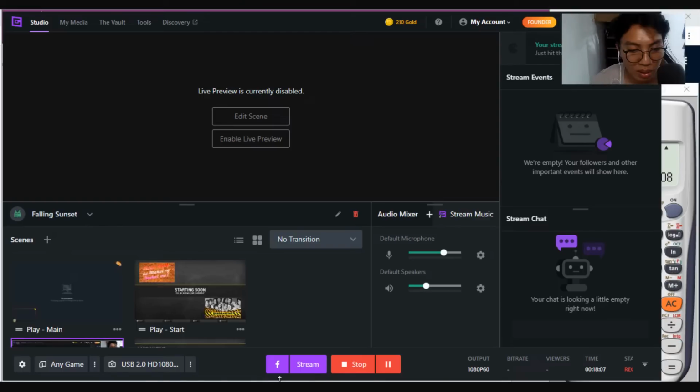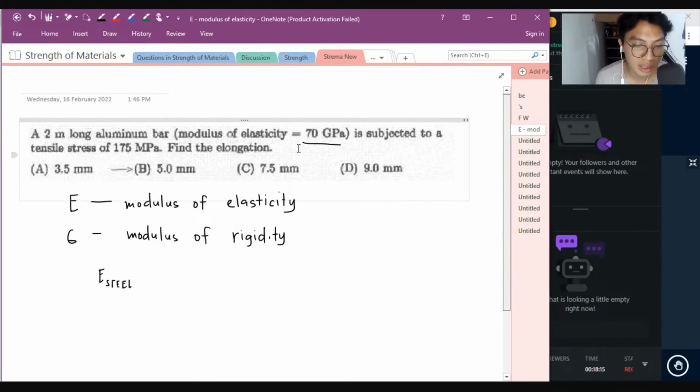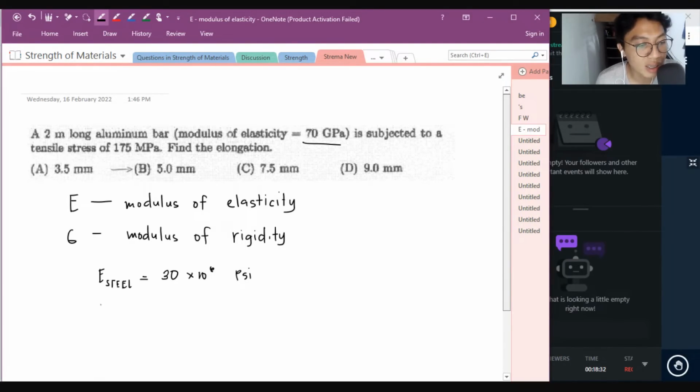So, now for steel, ito yung values. Going back. For steel, hindi ako nagkakamali, 201. Pwedeng 200, 201, 203. Malapit lang yun. Depende sa ibibigay sa inyo. Pero pag gusto niya sure na sure talaga, gamitin niyo ito. 30 times 10 to the 6th PSI. Yan yung steel. Kapag naman G ng steel, that is 11.5 to 12. Ang parati natin gagamitin dito, 12 times 10 to the 6th PSI pag sinabing steel.